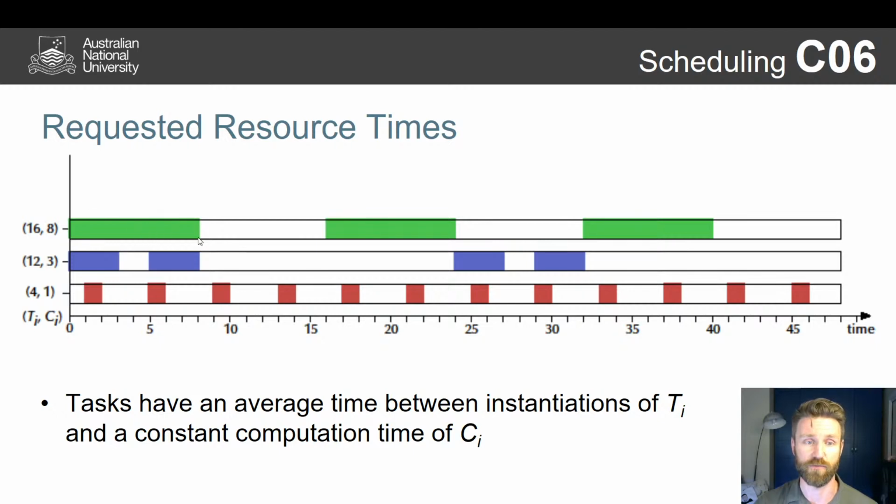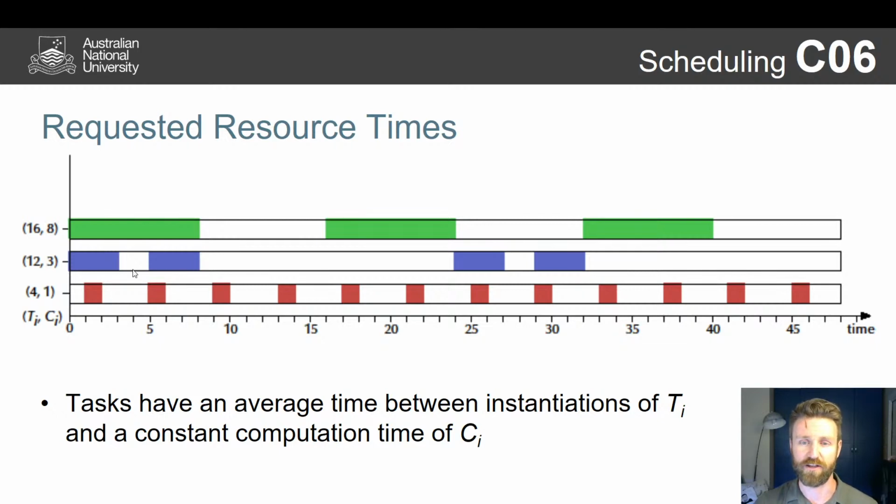So it's going to execute for a full 8 seconds until it's completed, and then at a point in the future, again 16 units of time later, another one of these green processes will start up and require the CPU for 8 units of time. Maybe we can call these units of time seconds. It just makes it easier. Okay, and then we have a medium length process. The blue processes, on average, every 12 seconds, request access to the CPU, and they only need it for 3 seconds, so they're much faster to execute.